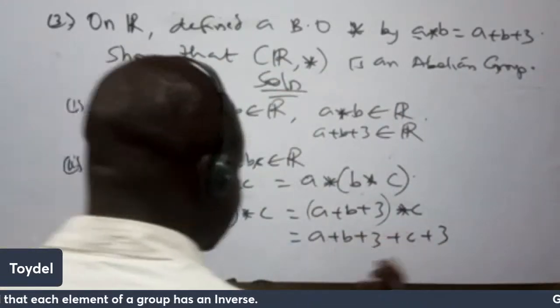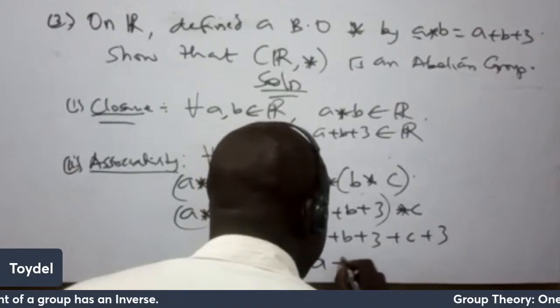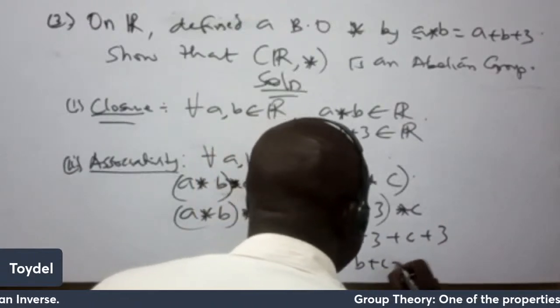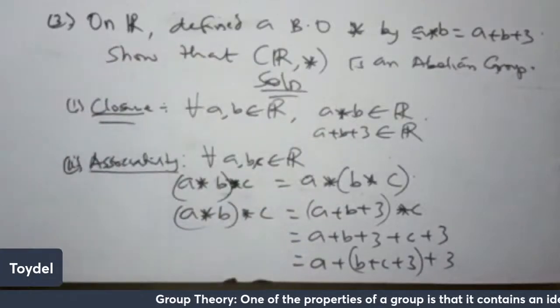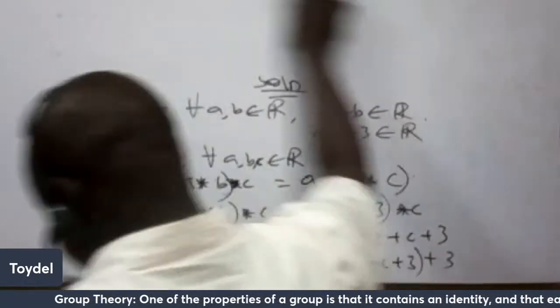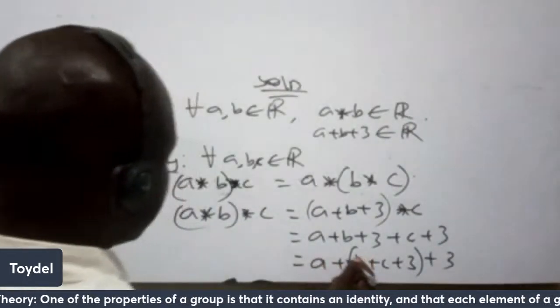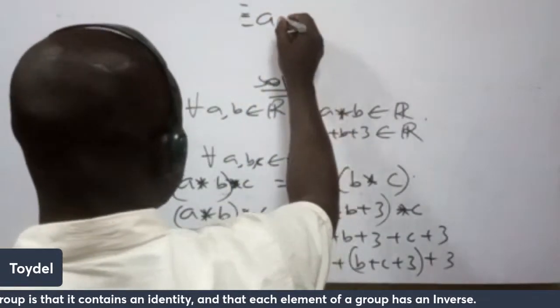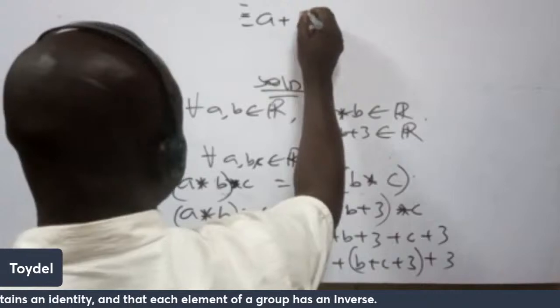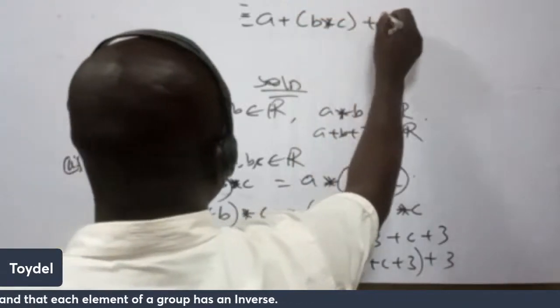So can I rewrite this? Of course, yes. That will be A plus, I will now combine B + C + 3, then plus 3. So what would that give us? I'm going to continue from there. This will be equal to A plus, then here I have B * C plus 3.